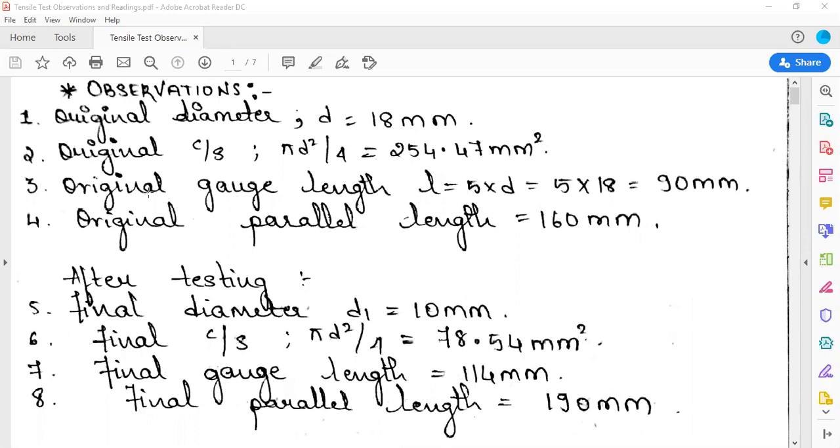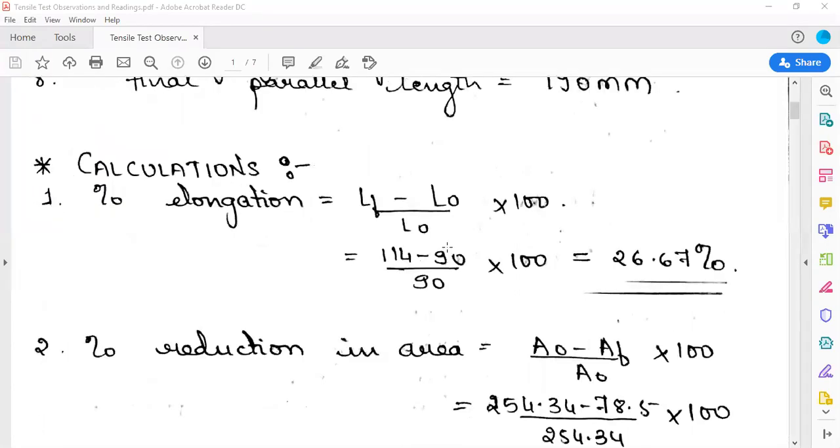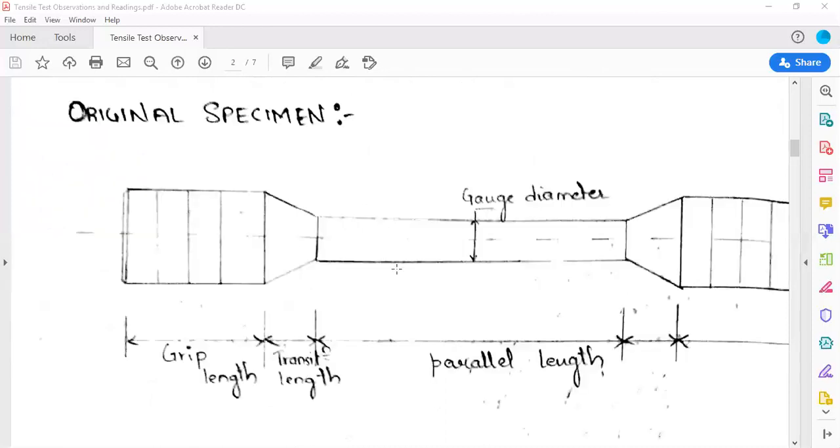This is the original gauge length. The original gauge length formula is 5 times the diameter. Whatever diameter you measure, you need to multiply it by 5. That will give you the original gauge length. In the sketch which I show, you are going to mark the gauge length on the specimen. For that you need to find out the gauge length, and from this point up to this point is called the parallel length.